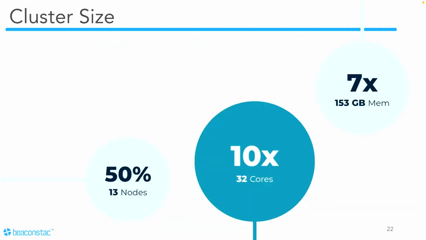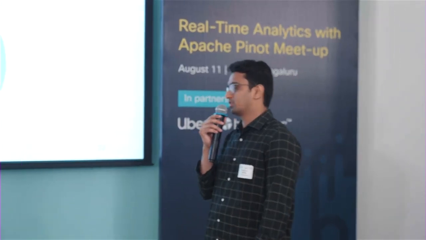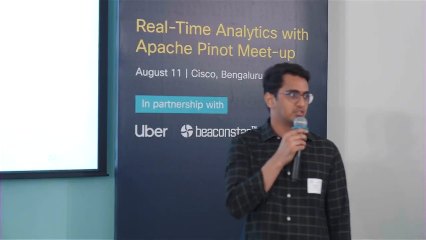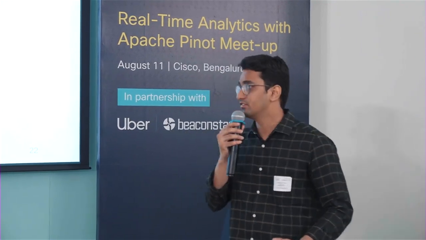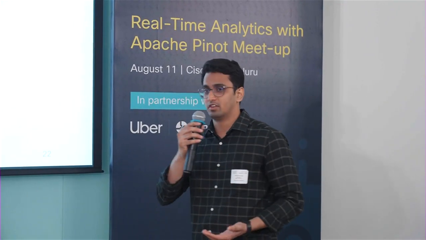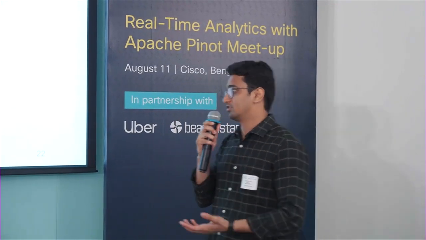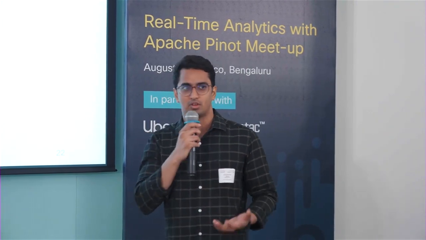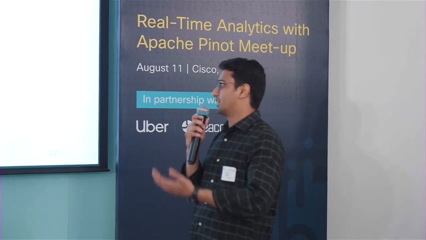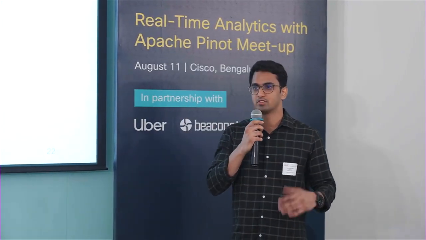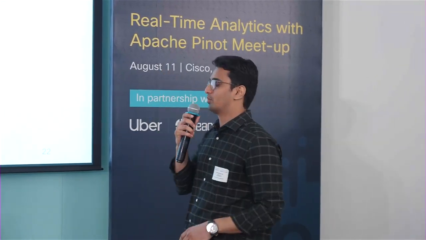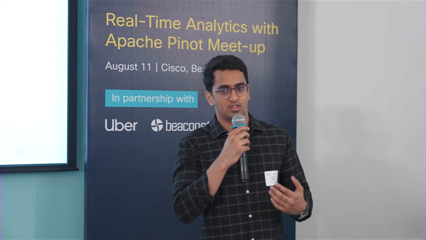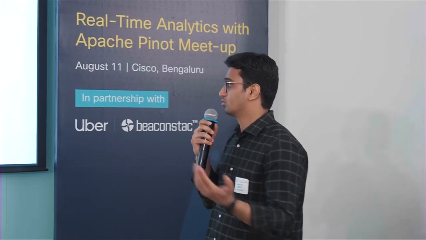Thanks, Rohit. So basically, from a cost standpoint, we saw a 50% reduction in the number of nodes that we need to run to serve the current user base and the growing user base that we have. And we actually downscaled each node to use less computation power as well. So we had a 10x reduction in the number of cores that we are running, and 7x on the memory front as well. That's what we saved by moving from Elasticsearch to Pinot.